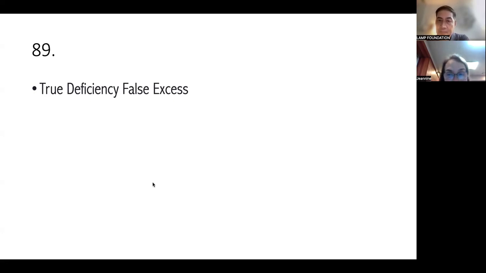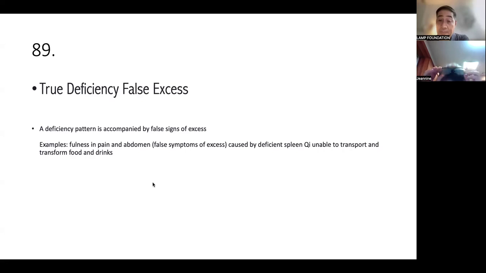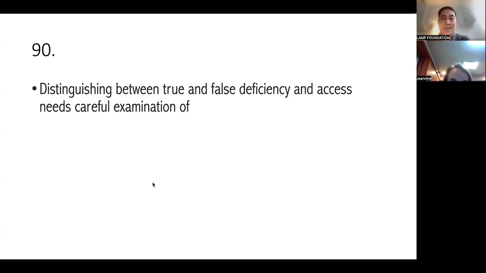Deficiency pattern is accompanied by false sign of excess. Example, falseness in the pain and abdomen. False symptoms of excess caused by deficient spleen chi, unable to transport and transform food and things. Very good. So, distinguishing between true and false deficiency and excess needs careful examination of what? Napansin nyo, it's all about signs and symptoms together.